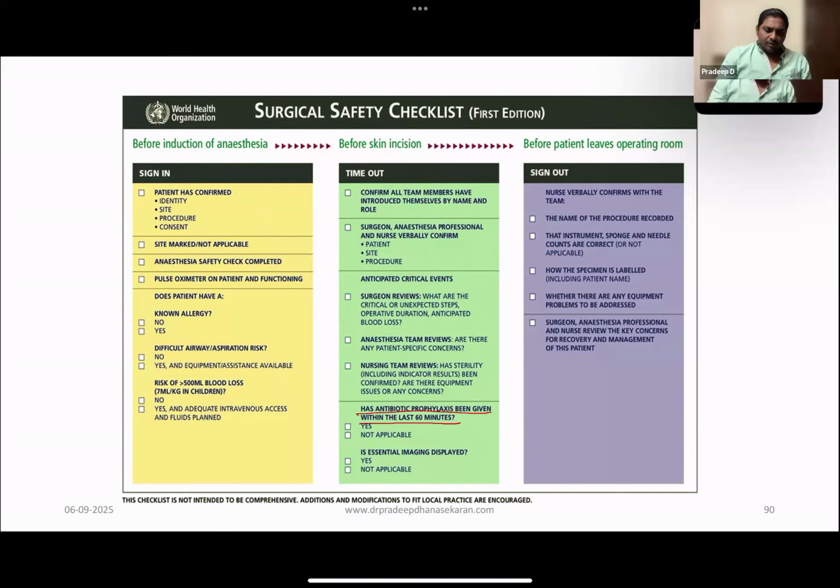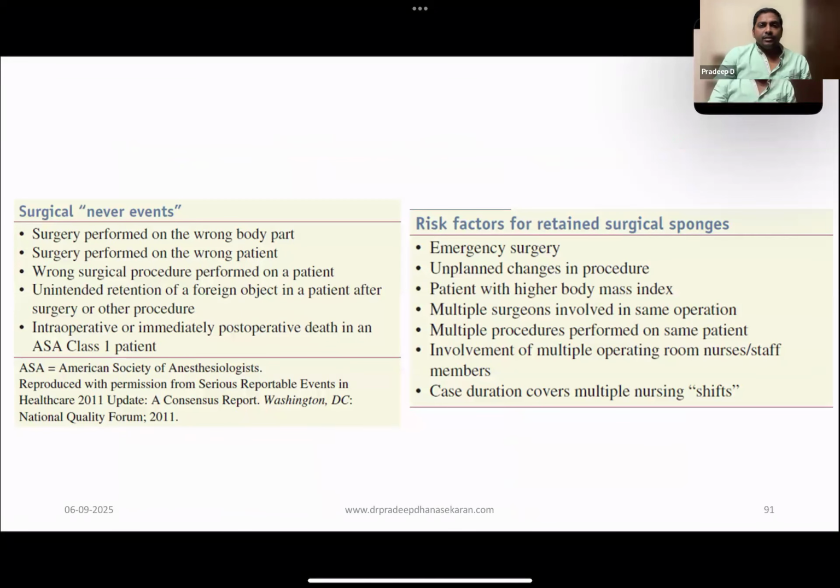So with this, we have come to the end of the class, and these are a few important tabular columns picked up from Schwartz for your reference. What are never events? Surgery performed on the wrong part of the body, on the wrong patient, or a wrong procedure done on the patient, or you unintentionally leave a foreign body, or the death of an ASA class 1 patient due to surgical complication. These are never events.